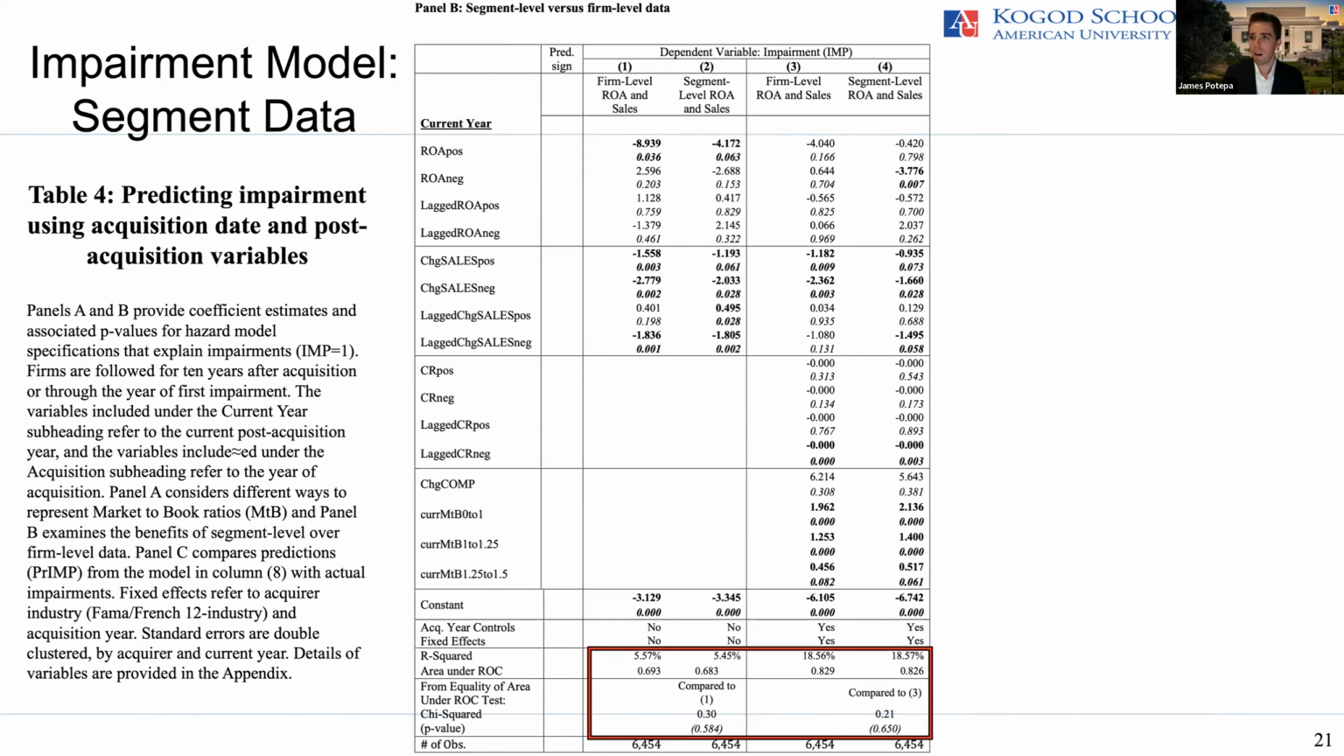In terms of our segment data, we don't see an improvement in the models if we use segment level data as opposed to firm level data. This was a little bit disappointing. We were kind of hoping for different results, given that so much time went into hand collecting these segment level data, but they are what they are, and hopefully we're going to save some time for future researchers in the area.